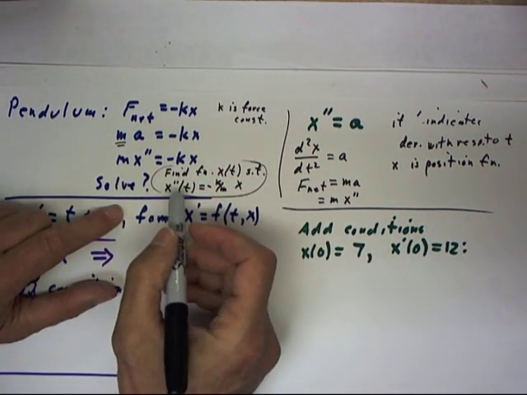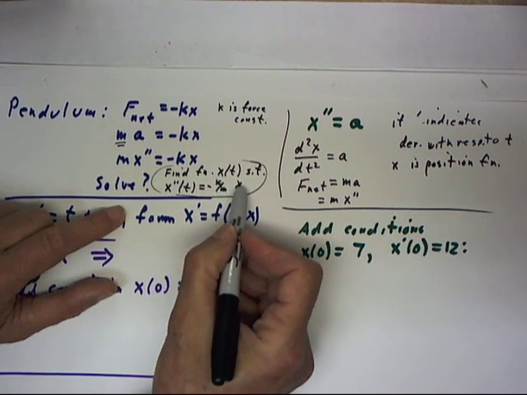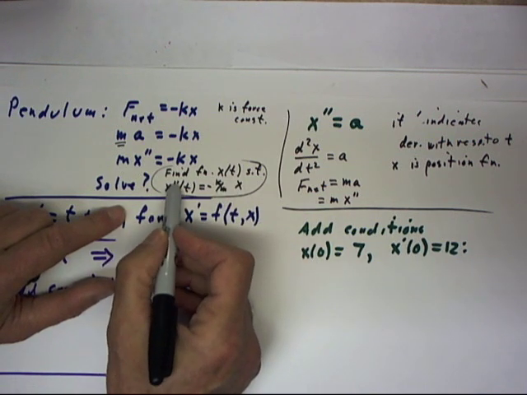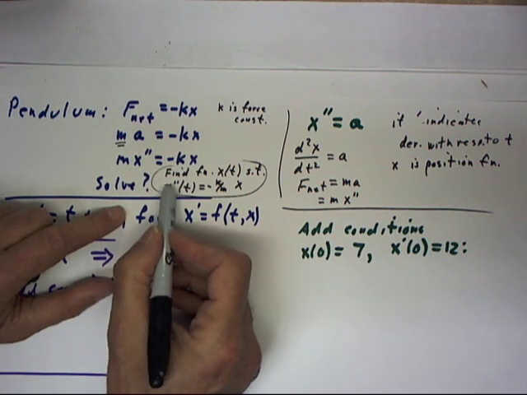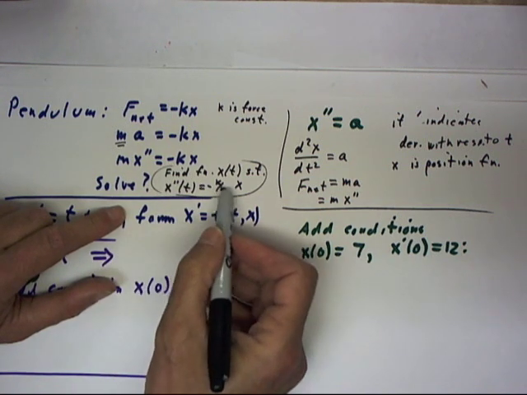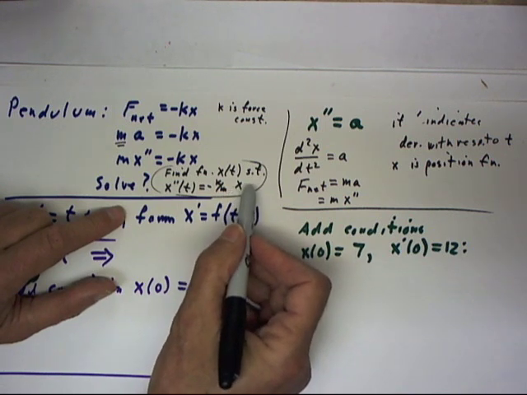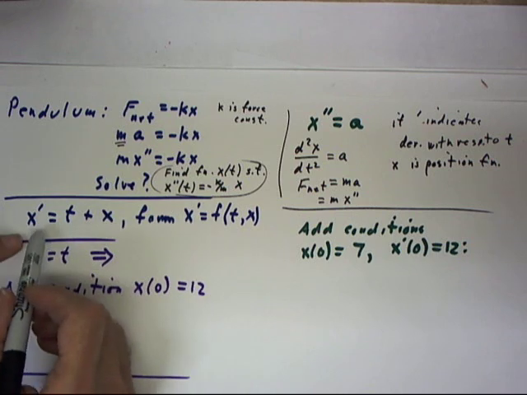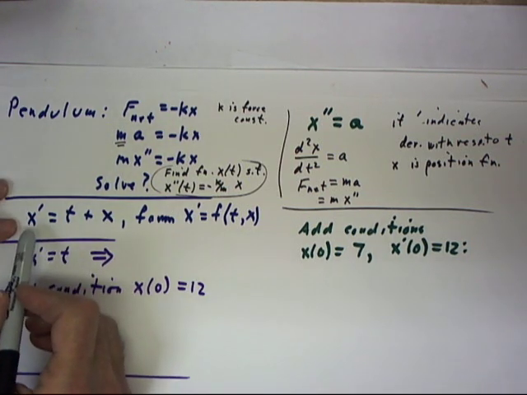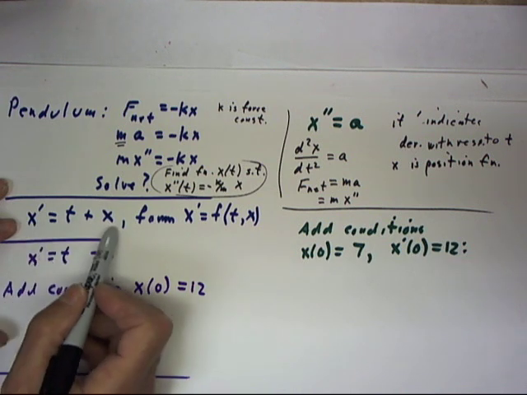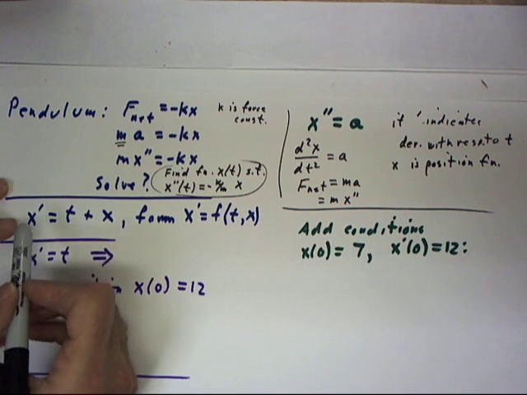As we've seen from the introduction, x double prime equals negative k over m x is a second order differential equation, an equation involving second derivatives of a function as well as lower derivatives of the function and perhaps the clock time as well. The differential equation x prime equals t plus x is a first order equation. We have only the first derivative.